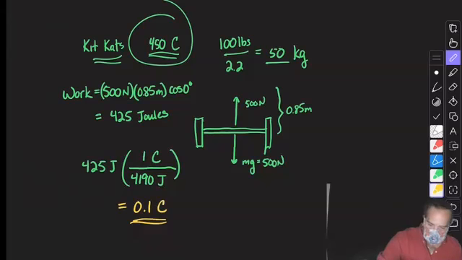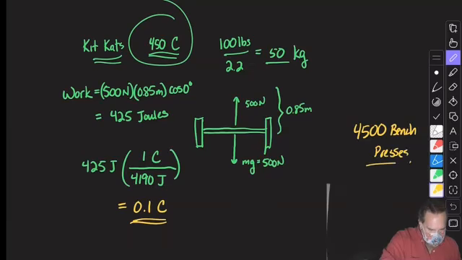I would like to burn off 450 big C calories, and I only get to burn off 0.1 big C calories for every bench press. So could you divide 450 by 0.1? Don't use your calculator. You can do it in your head. You just move the decimal place over once, right? No, other way. 4,500 bench presses to burn off 1 Kit Kat.